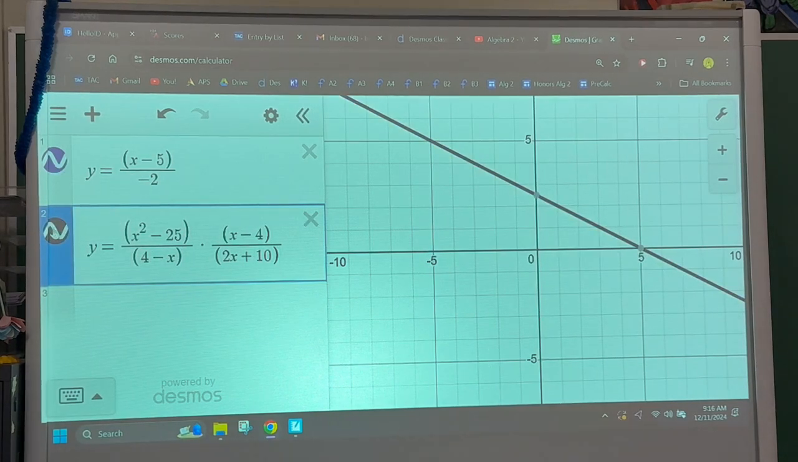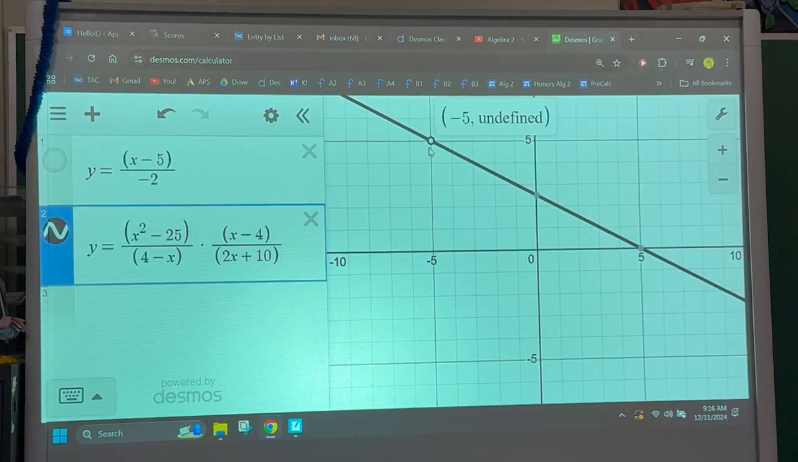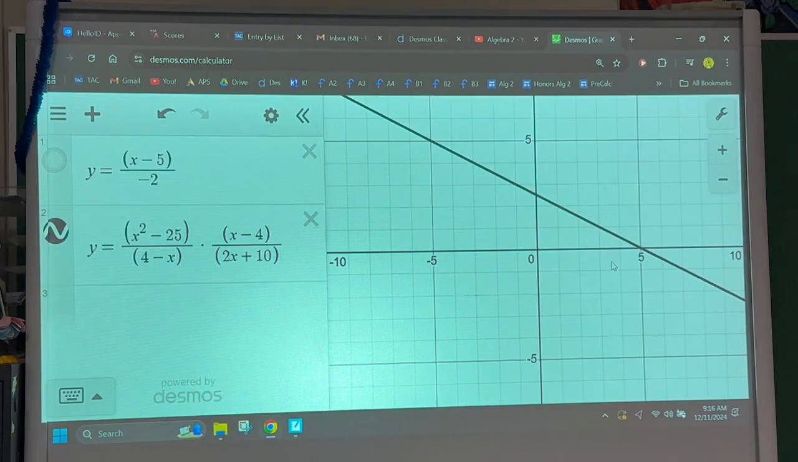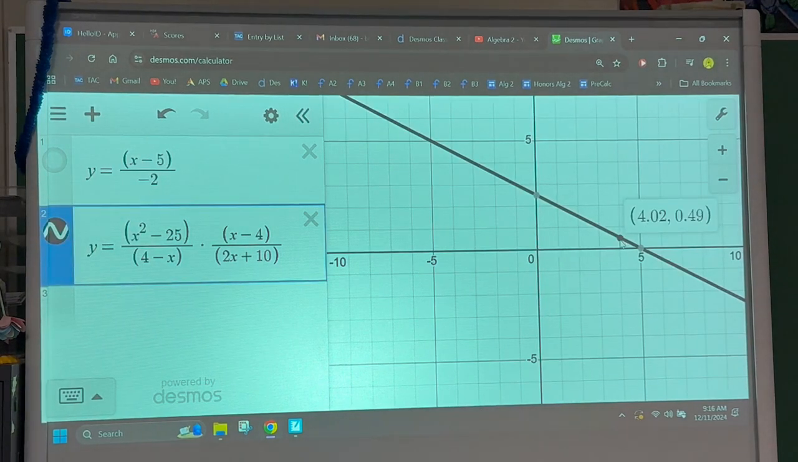Hey, it's the same graph, right? Well, kinda. There's a hole here. Can you see how it says undefined? There's an open circle if I move on top of it. And I believe there's one here too. But until I actually click on it and know where it is, Desmos will leave me hanging. Desmos isn't smart enough to show me the hole without me clicking on it and finding it.